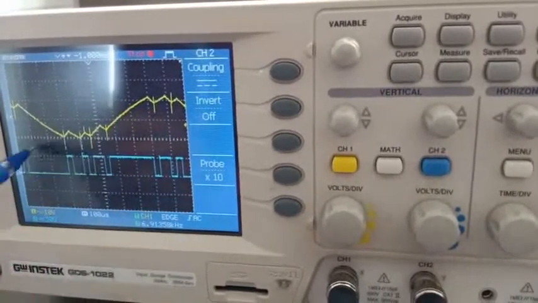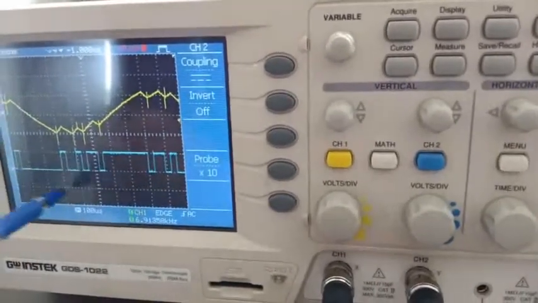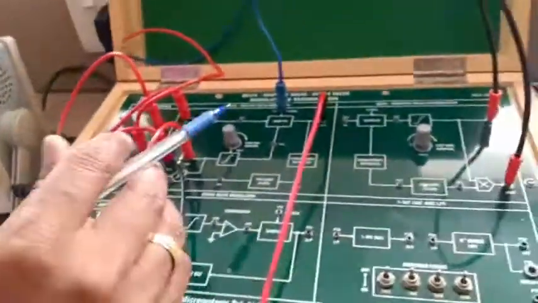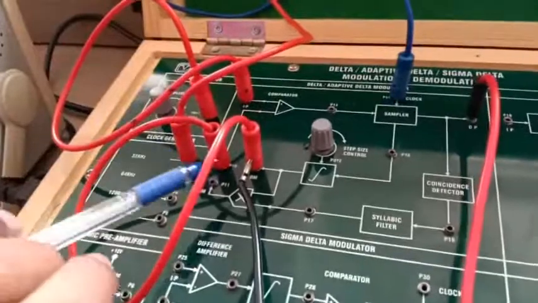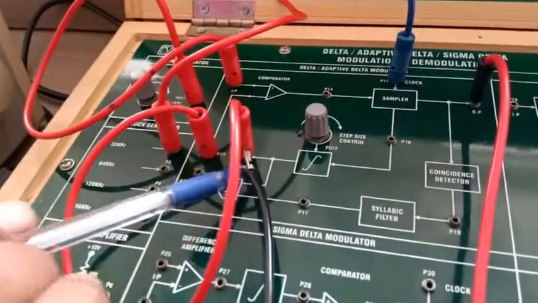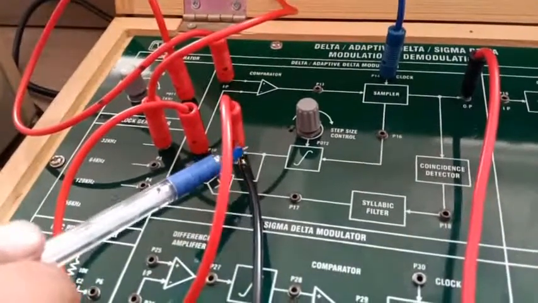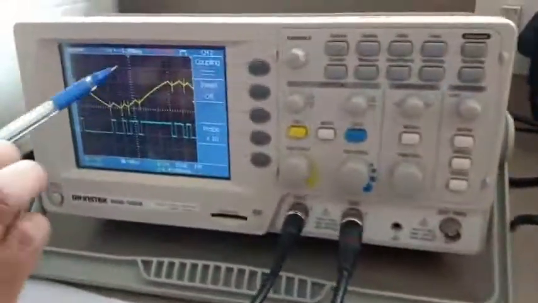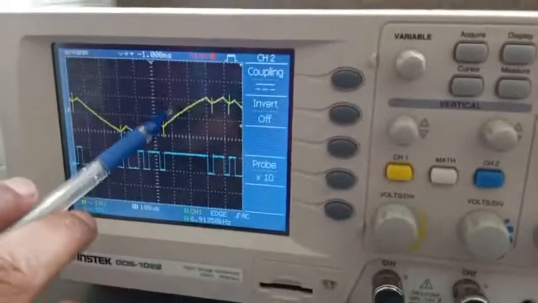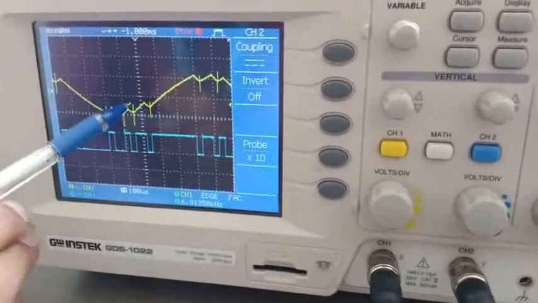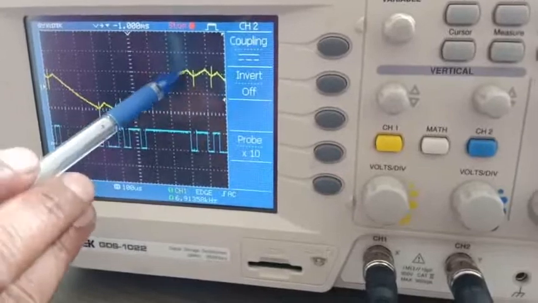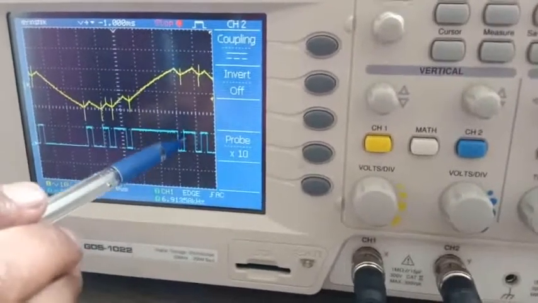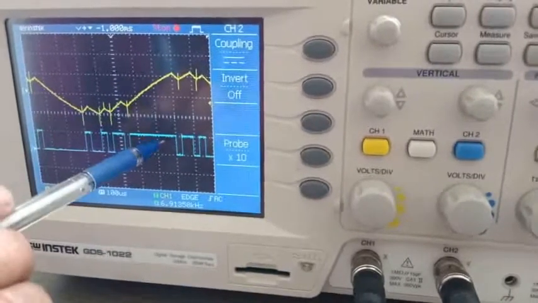This blue color waveform is the delta modulated output, and similarly we are going to take the integrated output. This is the integrated output, and this output is connected to the CRO. Now we are going to compare these two signals, integrated output and delta modulated output. During the charging period we will have more on time, and during discharge time we will have off time.